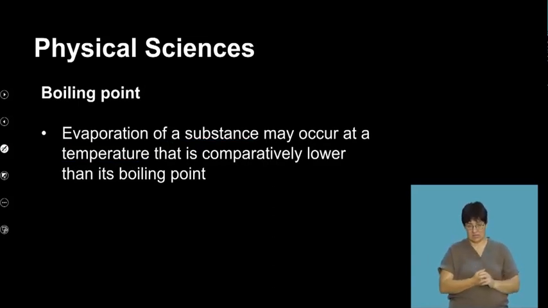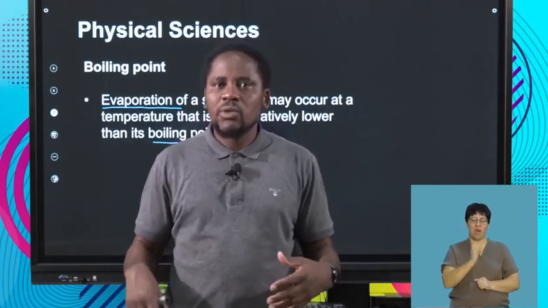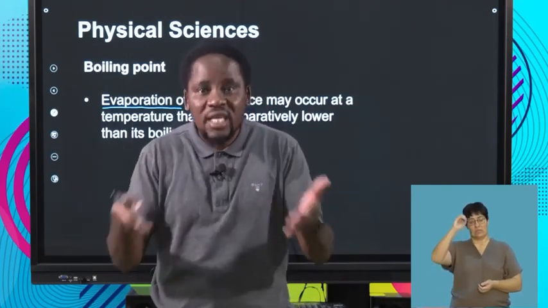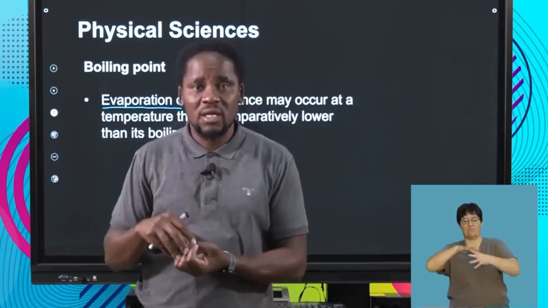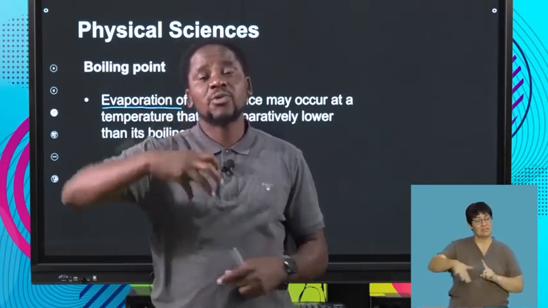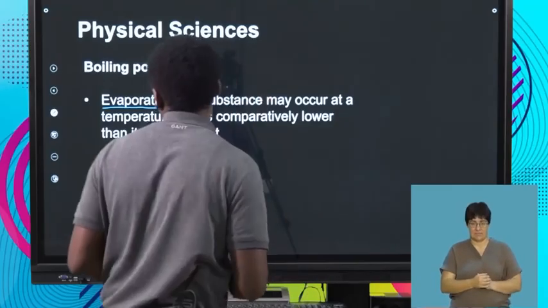Now, evaporation of a substance may occur at a temperature that is comparatively lower than its boiling point. The key idea here is that it does not follow that evaporation of a substance occurs at the boiling point. It can be lower. Why? Because this is entirely dependent on the conditions under which it takes place. If you think of the boiling point of water, ordinarily we would say it's 100 degrees Celsius, but it can actually be less than that, say 97. So it depends on the atmospheric pressure. So the conditions under which the process takes place will influence the boiling point, or the temperature at which that process actually occurs. Very, very important point, right?